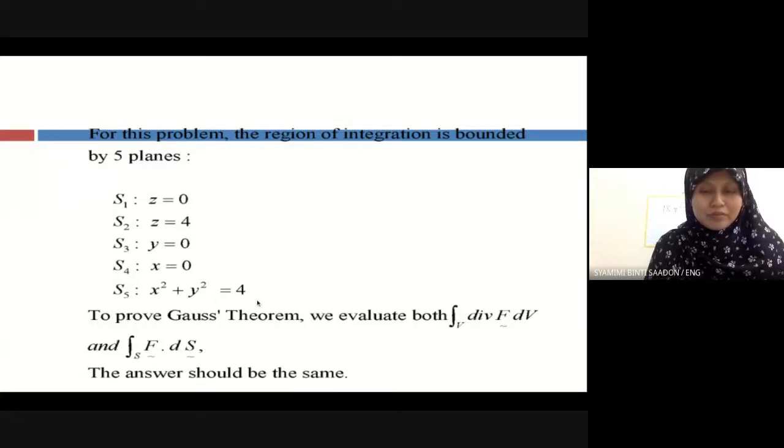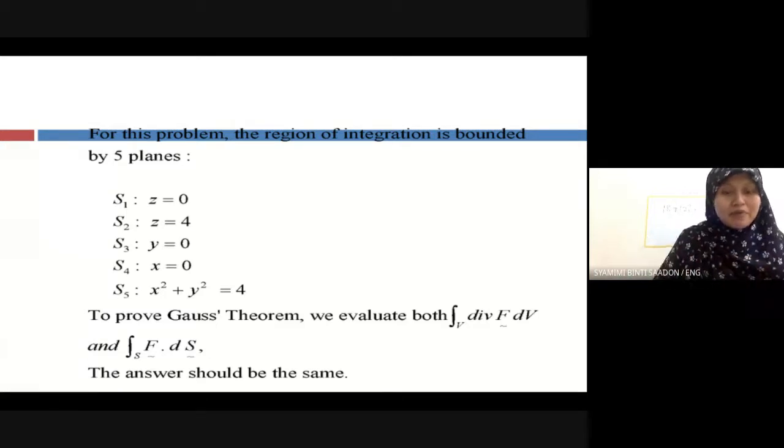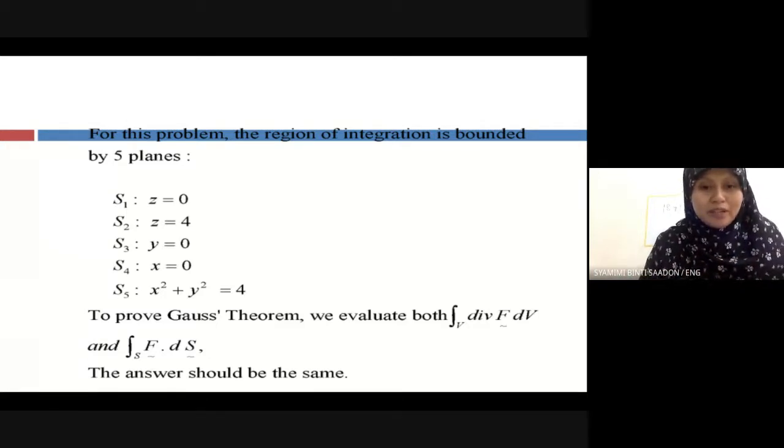Okay, so to prove Gauss theorem just now, we evaluate both the left hand side and the right hand side, the divergence and F. The calculation uses the same method as previously. The answers should be the same.